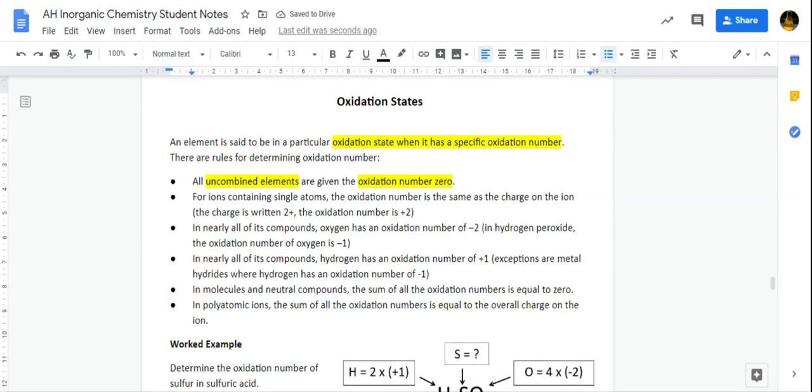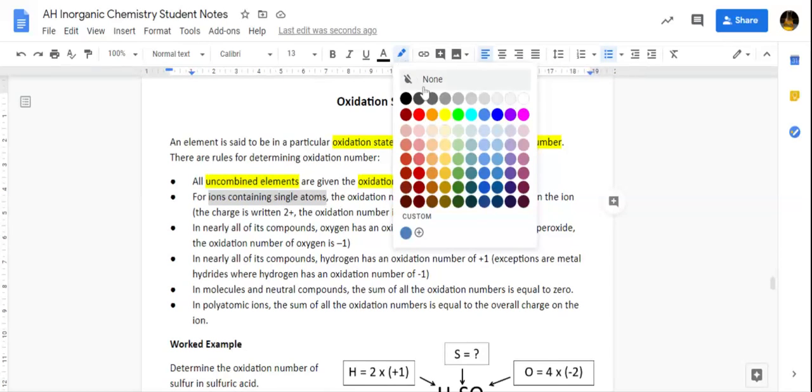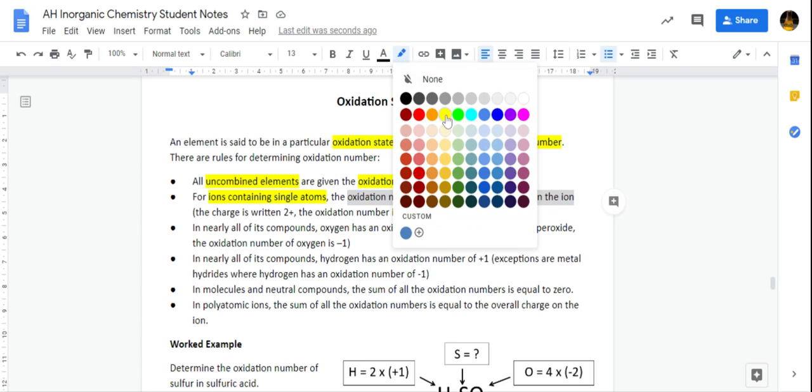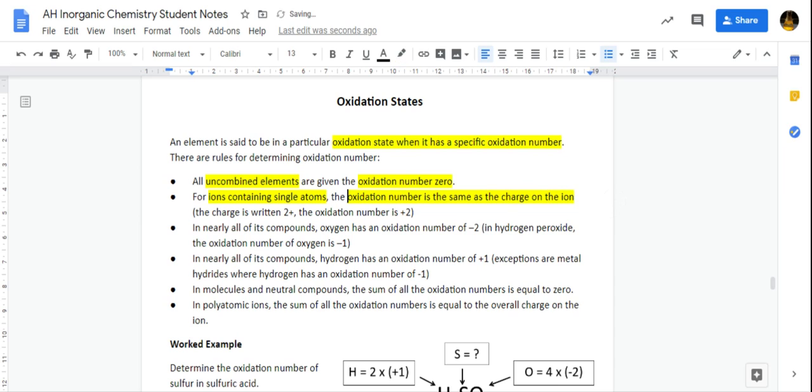For ions that contain a single atom, the oxidation number is the same as the charge on the ion. So, for example, if you had a magnesium 2+ ion, the oxidation number would be +2. If you had a sodium ion, the charge is a single positive, so the oxidation number would be +1. An aluminium ion, Al3+, would have an oxidation number of +3.